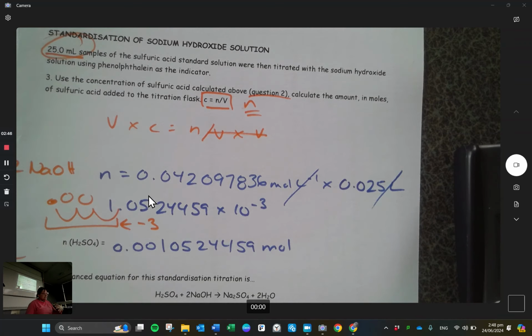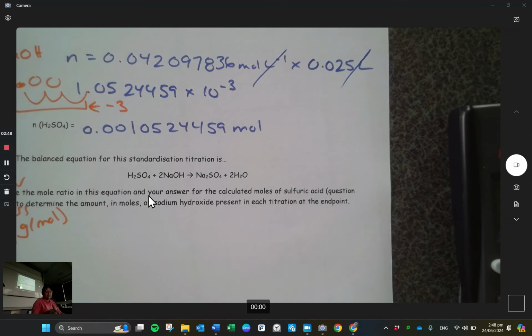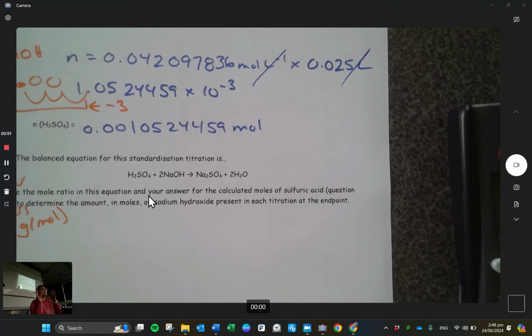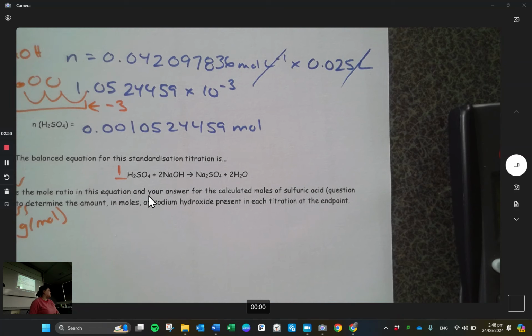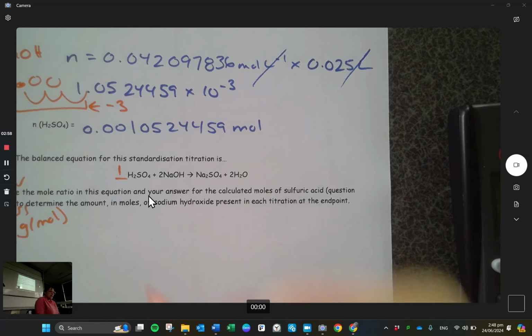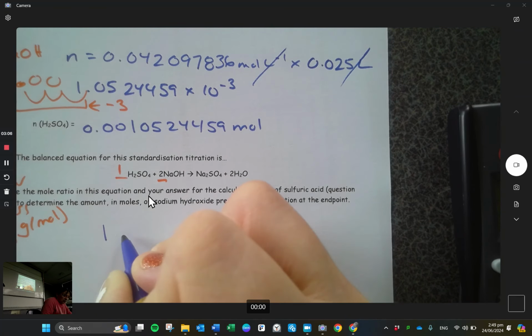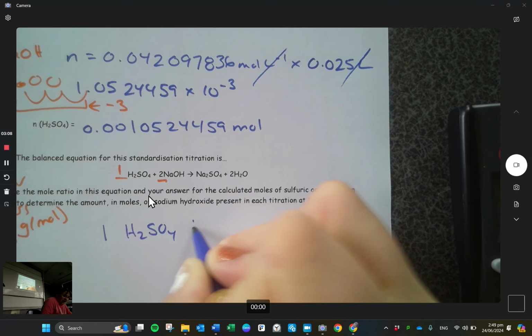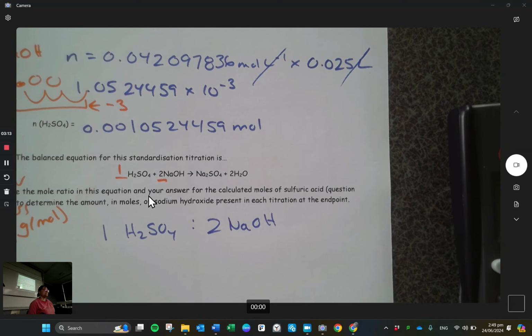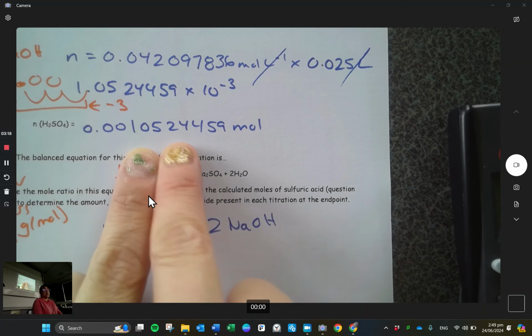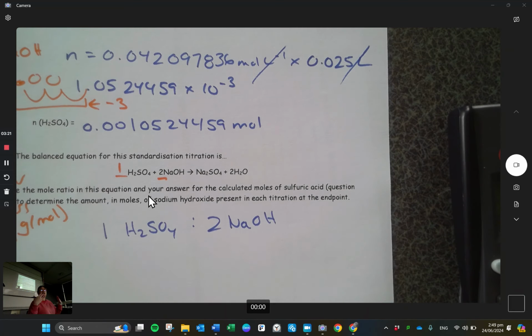All right, next step then is I need to check my ratios to figure out how much base I need to neutralize that acid. Something to keep in mind is that there's a 1 in front of the sulfuric acid, even though it's not written, it's assumed. And it says that there's then a 2 for the sodium hydroxide. So what that tells me ratio-wise is that for every 1 mole of sulfuric acid that I have, I need to have 2 moles of sodium hydroxide to neutralize it. Okay, so if I know that my value of sulfuric acid is this, I need twice as much base.